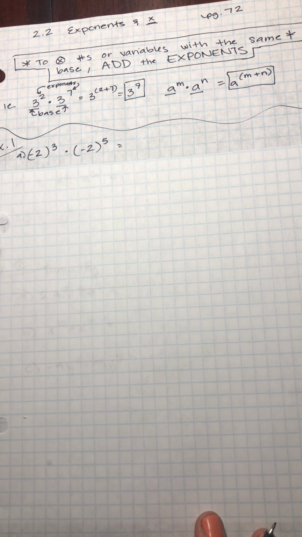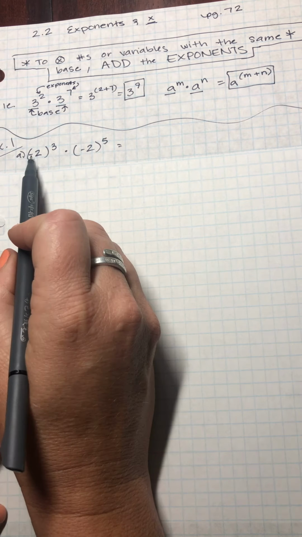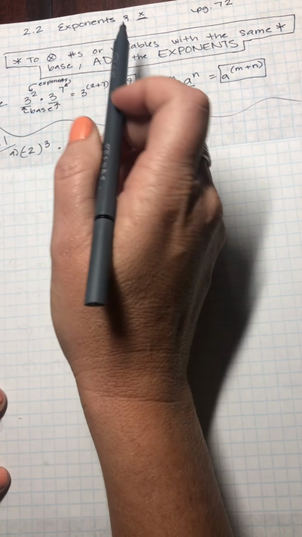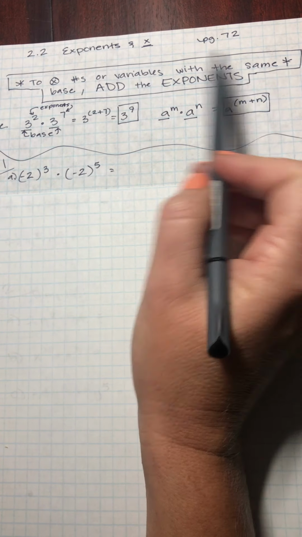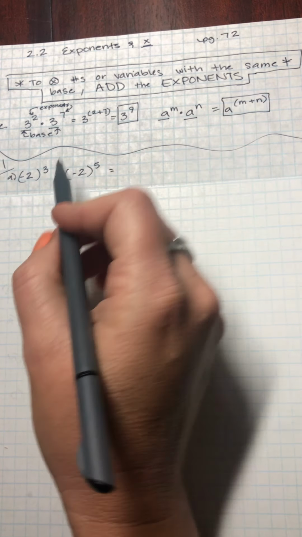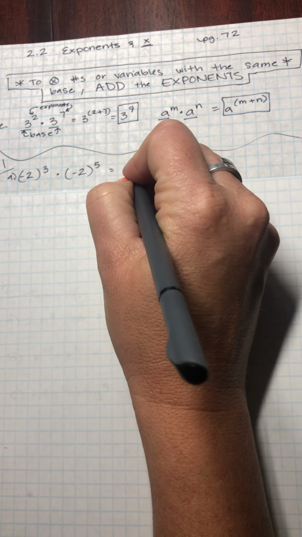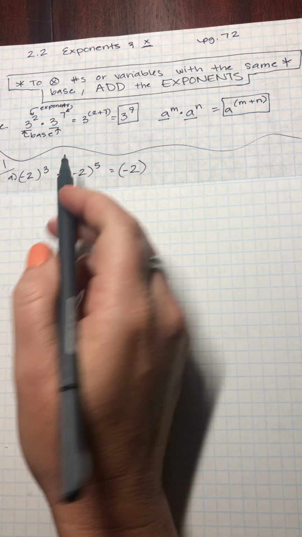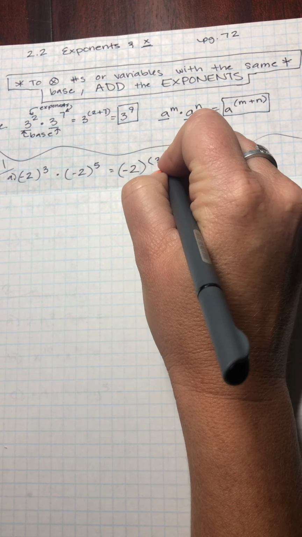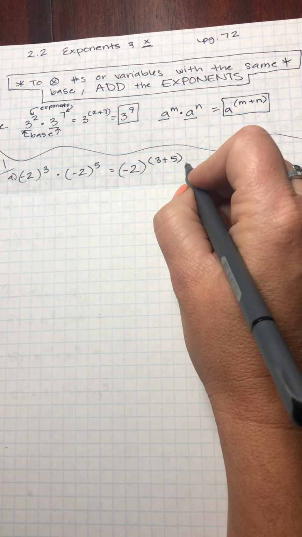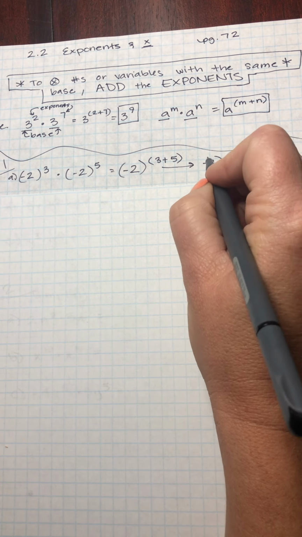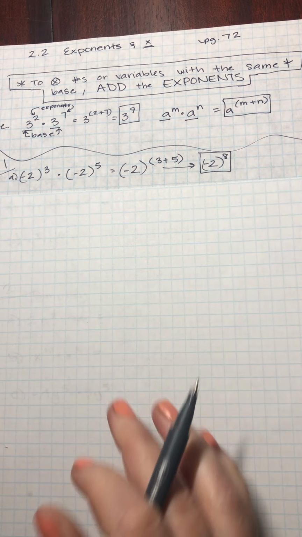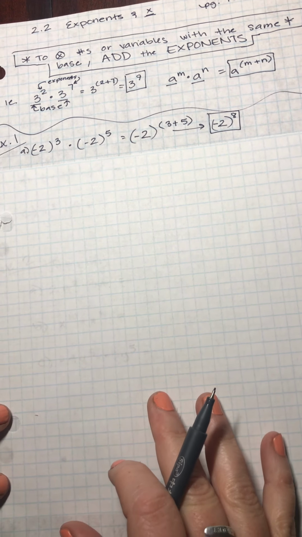Okay, let's try some. Here we have -2 to the 3rd times -2 to the 5th. So if we go back up to our rule, when the bases are the same, we add the exponents. The base here is -2. So we have -2 to the power of whatever our powers combined. So 3 plus 5, which means our final answer is -2 to the power of 8. We don't have to multiply -2 8 times.